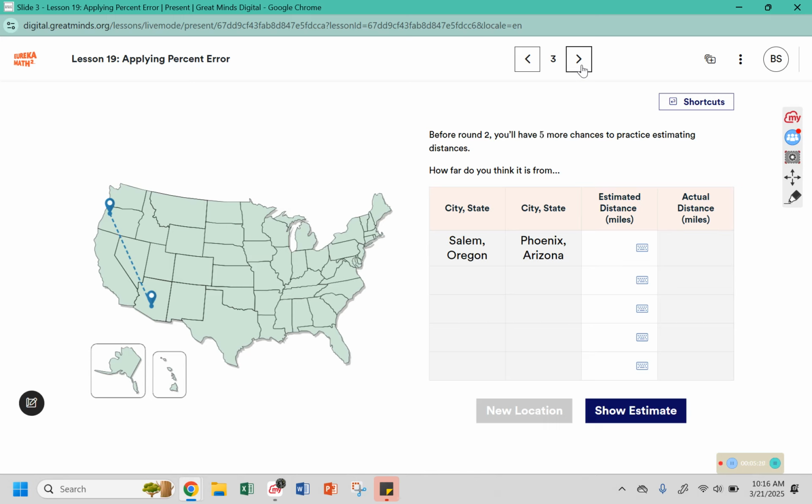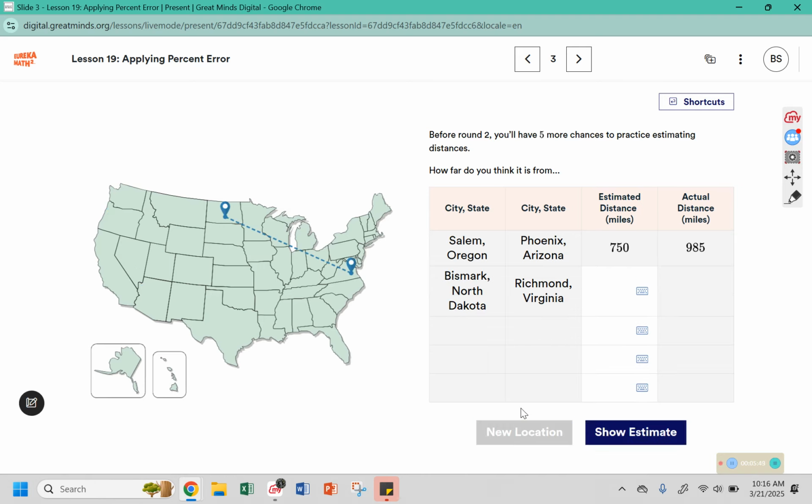Before round 2, you have 5 more chances to practice estimating differences. How far do you think it is from Salem, Oregon to Phoenix, Arizona? Well, from here to Louisiana, it was 1,807, and this is shorter, so it might be around 750. And again, I underestimated. Let's look at a new location.